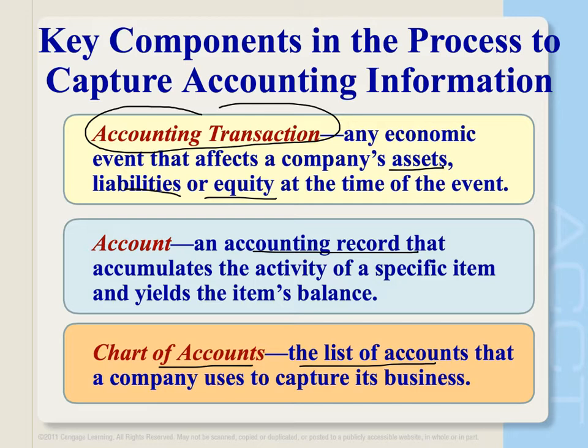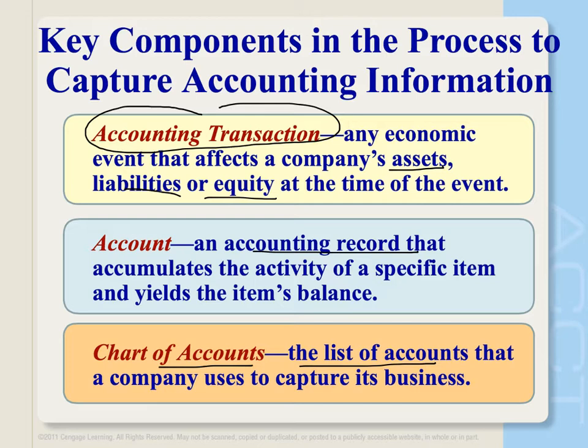Examples of accounting transactions include the purchase of equipment, the consumption of supplies in operations, the issuance of debt or stock. In each example, the event increases or decreases a specific asset, liability, or equity of the company. For example, a company's cash account is increased and decreased as cash is received and paid, and shows the amount of cash held at any point in time.